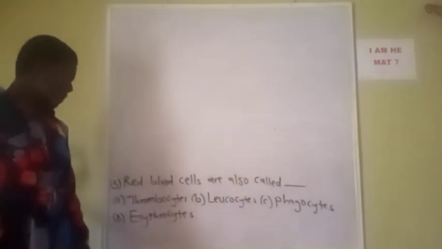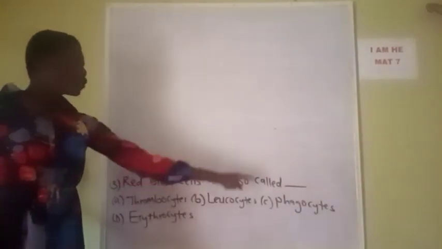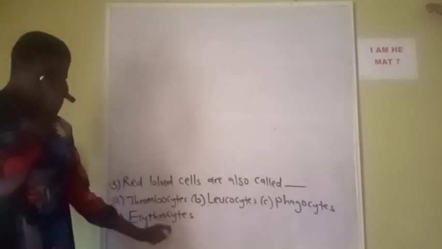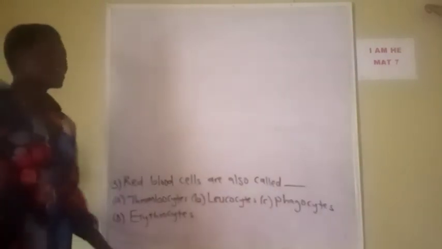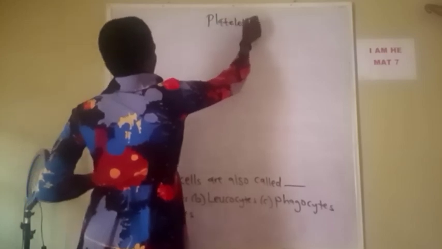The next question says red blood cells are also called dash. A, the thrombocytes. B, the leukocytes. C, the phagocytes. D, the erythrocytes. Red blood cells are also called what? A, the thrombocytes. Now these thrombocytes can also be called the platelets. Now these platelets help in blood clotting.